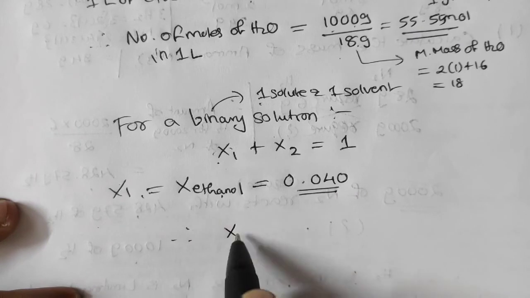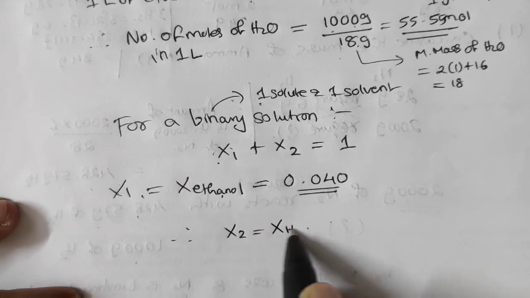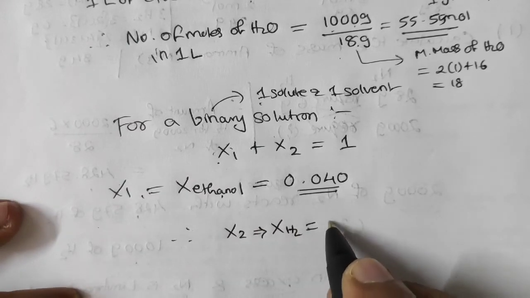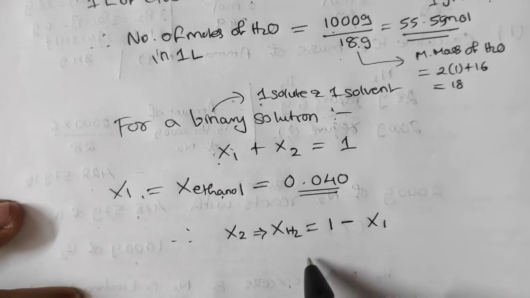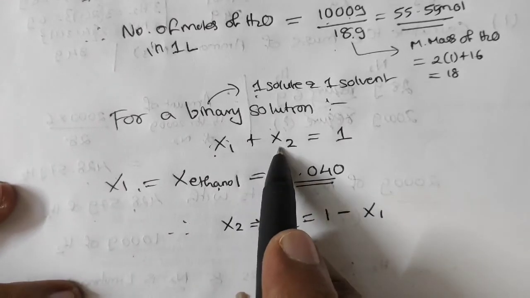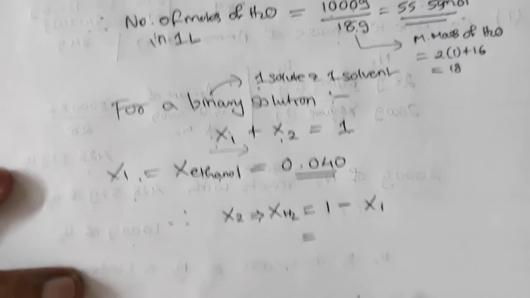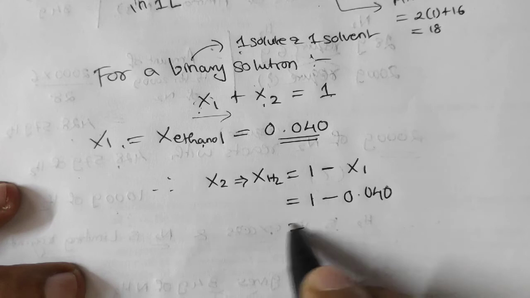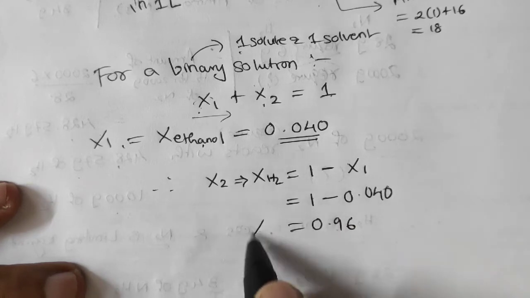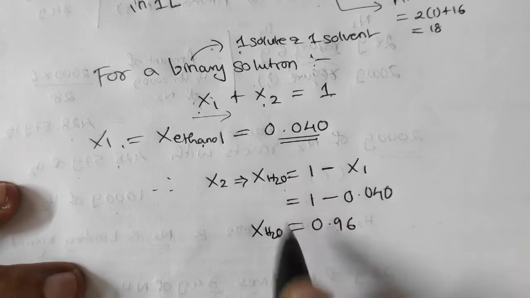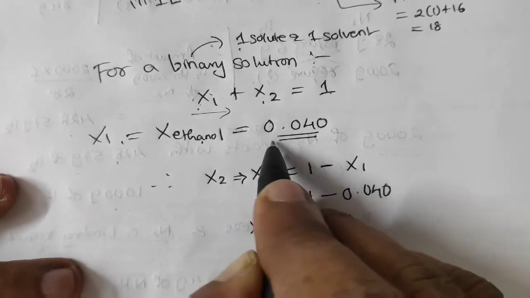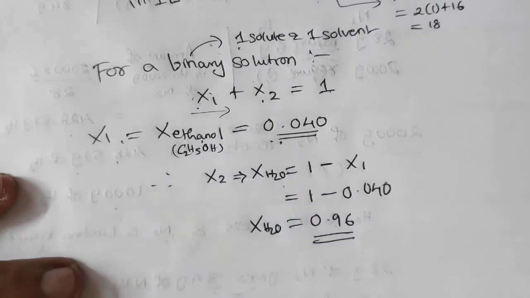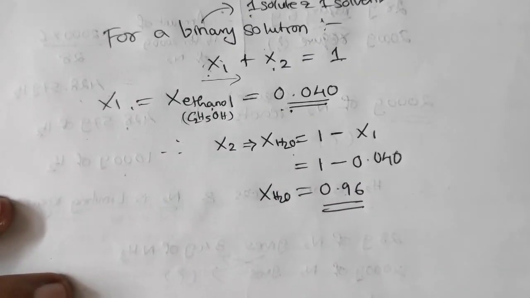So what is x2? The x2 is the mole fraction of water. That will be equal to 1 minus x1, so 1 minus 0.040, which will be 0.96. So the mole fraction of water is 0.96, and the mole fraction of ethanol, C2H5OH, is 0.040. Understood? Now the next part.